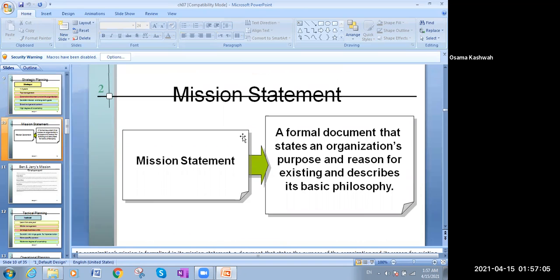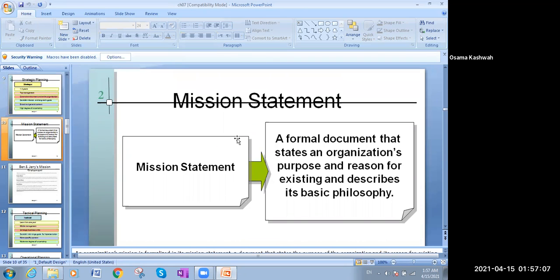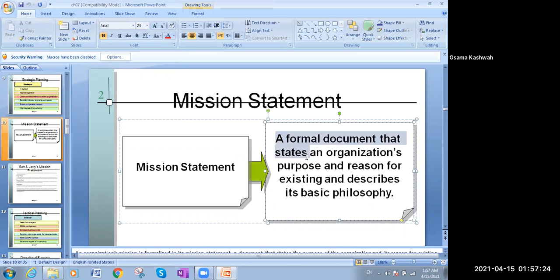Mission statement. What do we mean by the mission statement? It's a very brief statement that tells you, for example, for the Toronto police, to save and to protect. So it's just summing up why you are there and what you are doing. It's a formal document that states an organization's purpose and reason for existing, why I am here, and describes its basic philosophy.